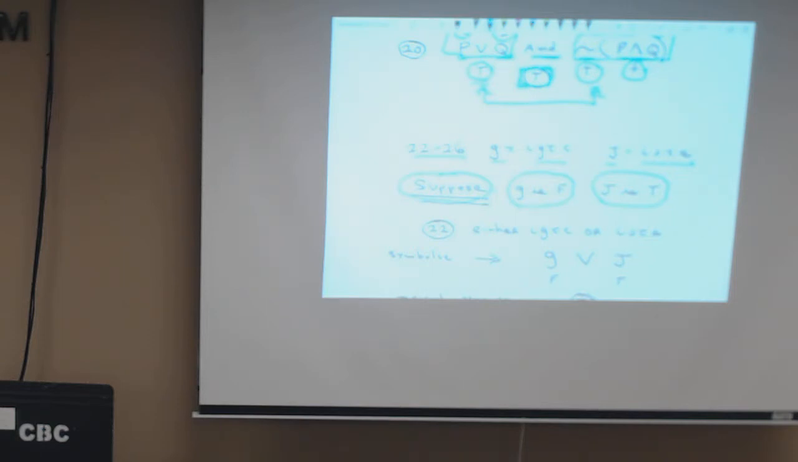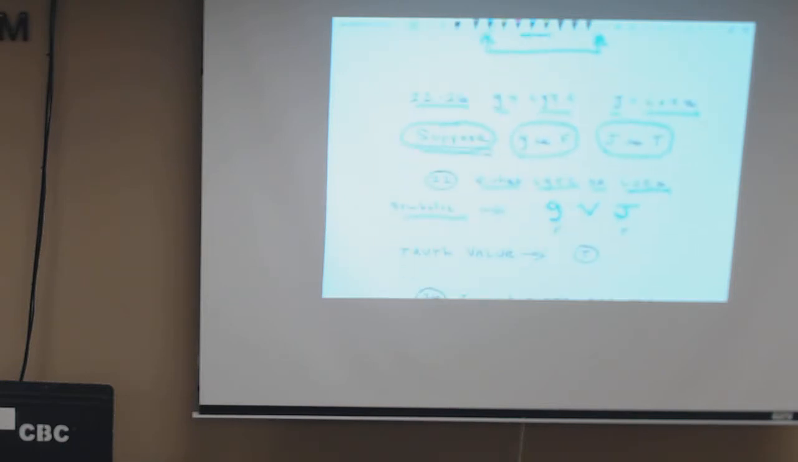So for 22, it says, either I go to college or I join the army. Okay, so what is I go to college? That's G. Everybody follow that? What is I join the army? That's J. Everybody follow that? Or is this little symbol here? So now I've written it in symbolic language. Is that all I'm supposed to do? And find its truth value.